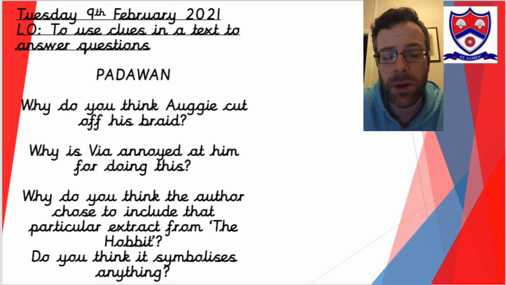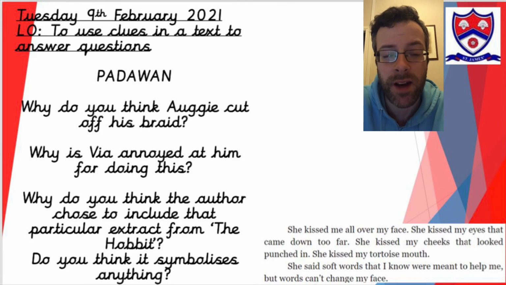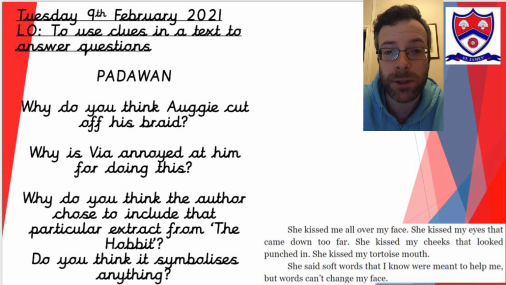Why do I have to be so ugly, Mummy? I whispered. No, baby, you're not. I know I am. She kissed me all over my face. She kissed my eyes that came down too far. She kissed my cheeks that looked punched in. She kissed my tortoise mouth. She said soft words that I know were meant to help me, but words just, they can't change my face.